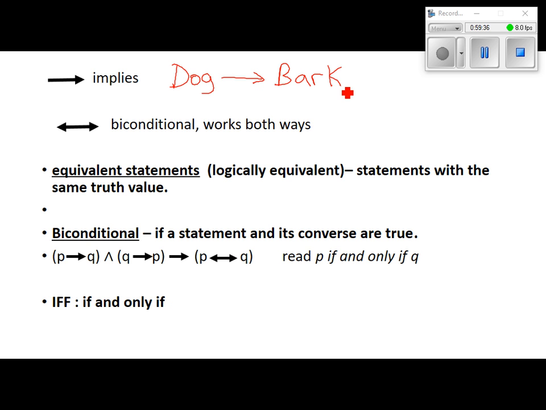Biconditional. Biconditional would say something like this: dog, with a double arrow, bark. So now what it's saying when it puts that double arrow in there is, if you see a dog, it implies bark, and if you hear a bark, it implies that there is a dog. So it works both ways. Equivalent statements.